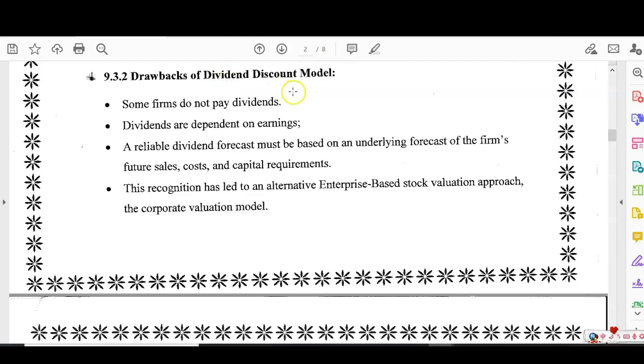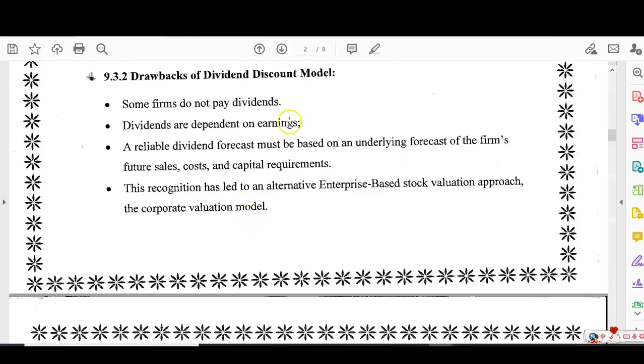The dividend discount model we learned in the last two classes is not working for some firms, because some firms do not pay dividends, and also dividends are dependent on earnings. A reliable dividend forecast must be based on an underlying forecast of the firm's future sales, costs, and capital requirements. This recognition has led to an alternative enterprise-based stock valuation approach, the corporate valuation model.